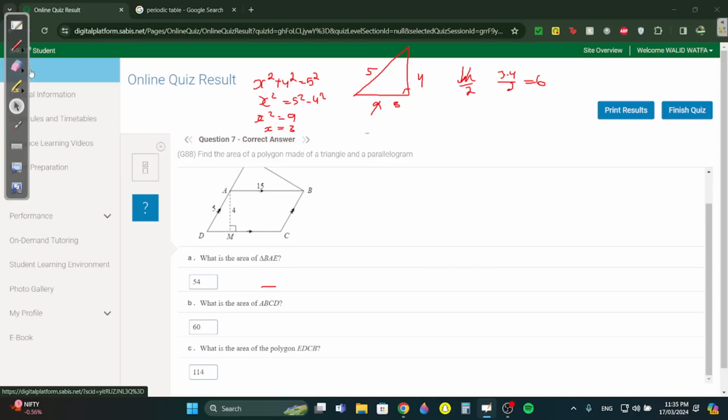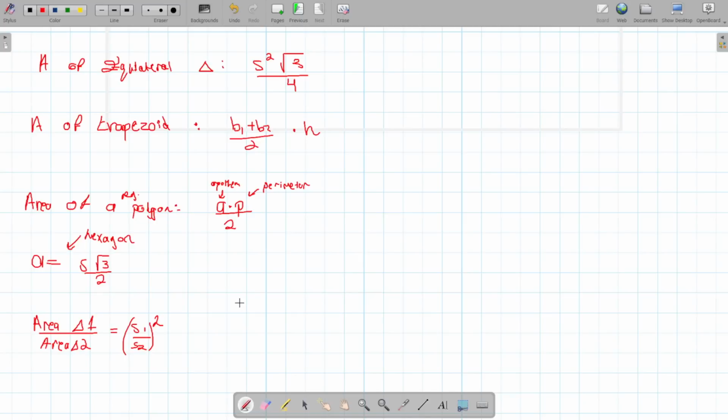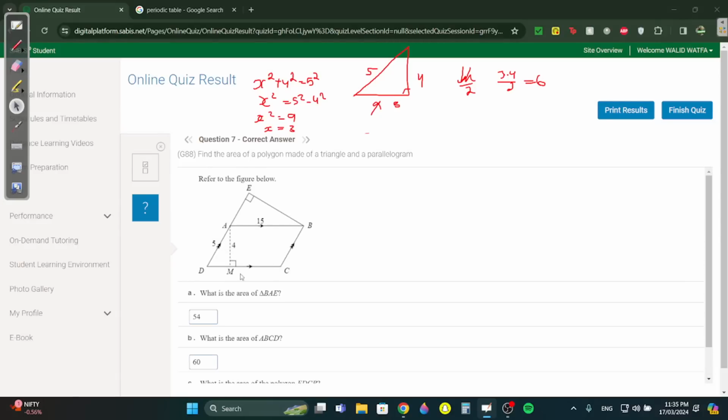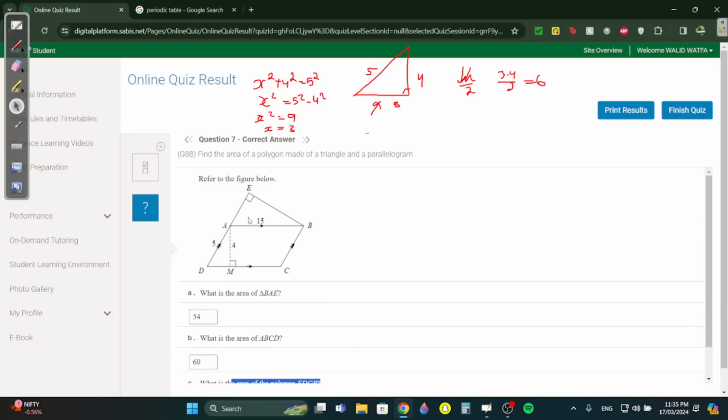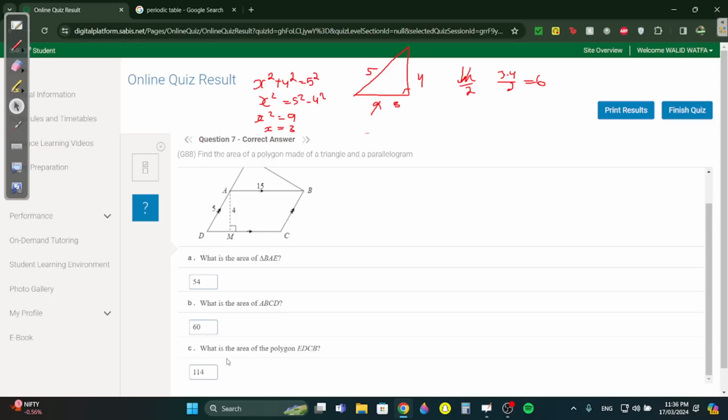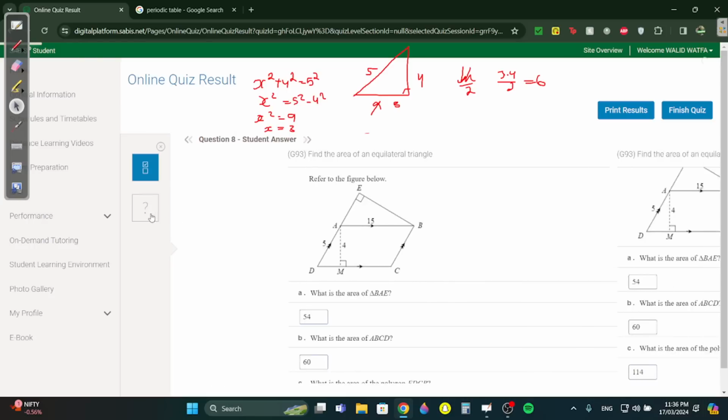What's the area of ABCD? It's a parallelogram. Let's write down here the area of a parallelogram: area equals base times height. So the area of ABCD, the parallelogram, is the base 15. If it's 15 here, it's 15 here, obviously, times the height, which is 4. So 15 times 4, 60. Then what's the area of the whole polygon EDCB? Obviously, you just add up the triangle and the parallelogram. 60 plus 54, 114.